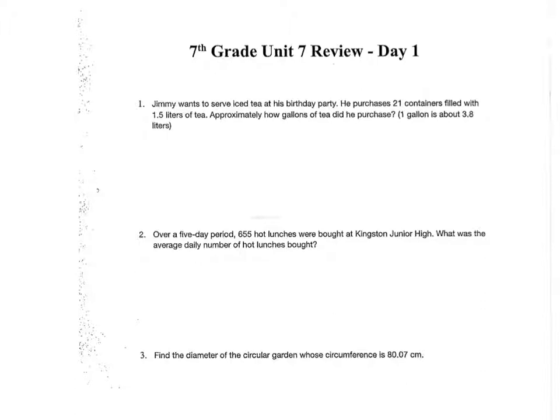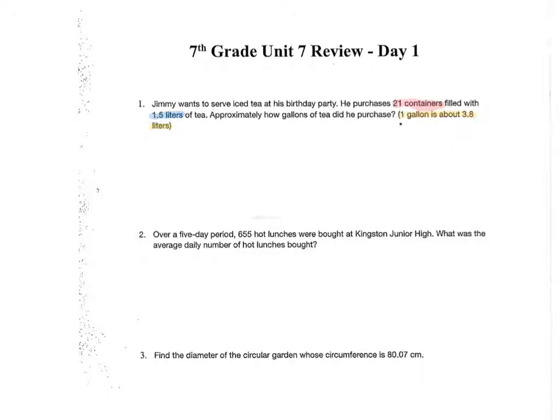Anytime you're not sure what to do with things like this, make sure you highlight information that looks important. Usually numbers are a good place to start. So we're talking about 21 containers here, and it tells us he's got 1.5 liters of tea. And then we've got pretty much a flat out ratio right here. Now what I want to say is this has little to do with the unit that we've been on, but this is a review question, and this is something that we've got to be good at.